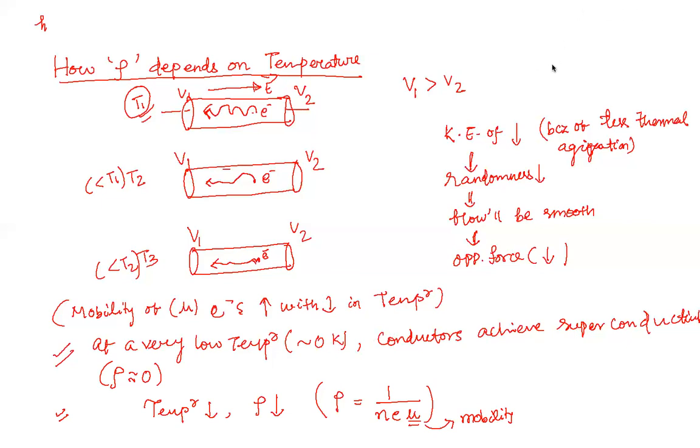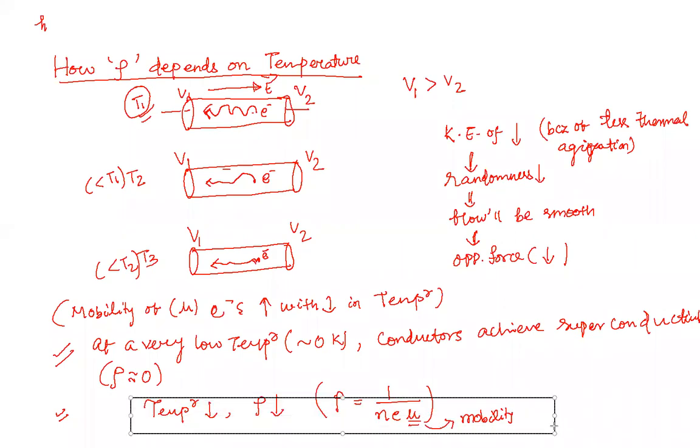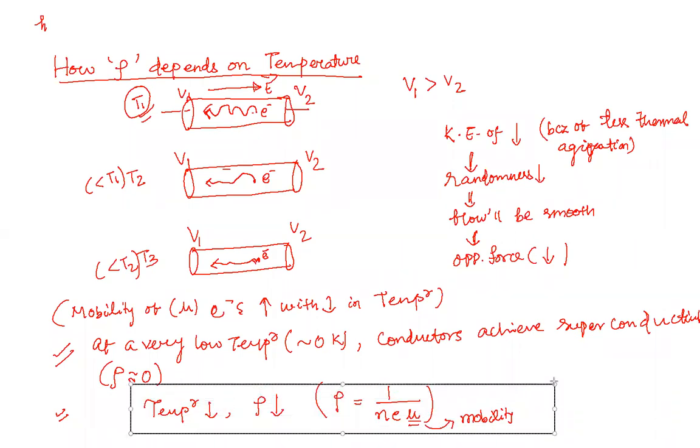So let us put it in a box. This is the dependence of rho, the resistivity, on the temperature. Similarly, if we increase the temperature, this factor also increases. So in the next part, let us study how mathematically the resistivity depends on the temperature.